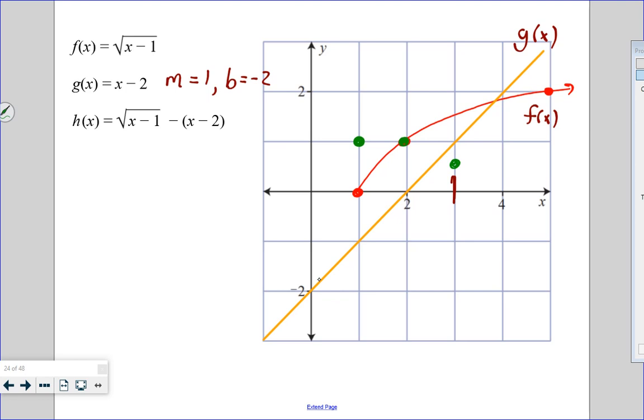Here's a very interesting point. What will happen here for x equals this point? What will we get for a y-coordinate? 0. When they intersect, they have the same y-coordinates, so when you subtract them, you're going to get 0. We can do one more over here. 2 for the y-coordinate at 5 minus 3. 2 minus 3 is negative 1.